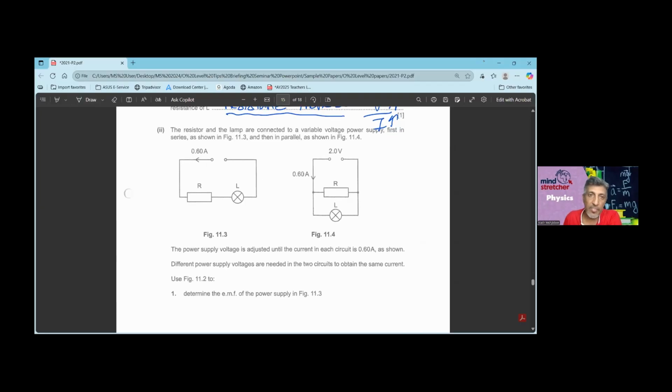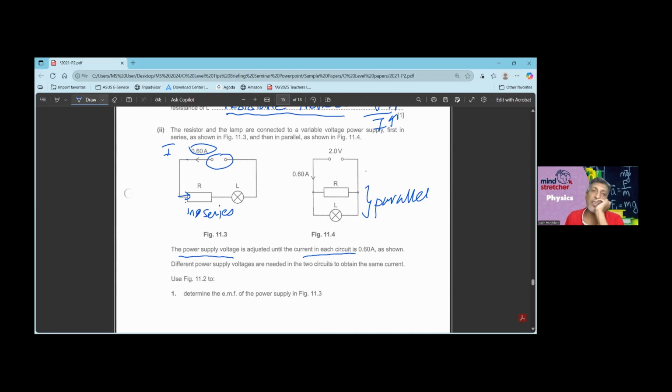Okay, the resistor and the lamp are connected to a variable voltage power supply. So now they are both connected here in series, and here they are connected in parallel. Now, in series, the current must be the same. I through both must be the same. They say the power supply voltage is adjusted until the current in each circuit is 0.6.